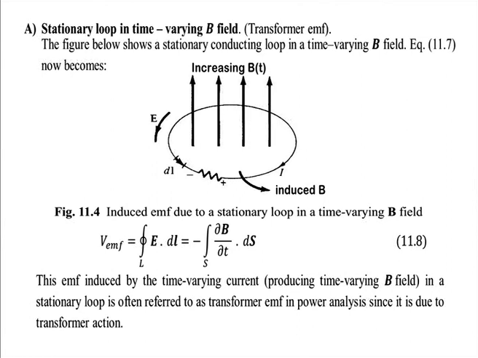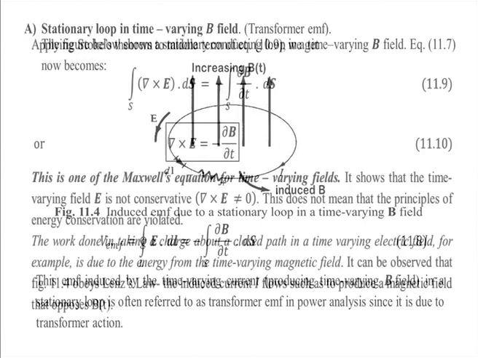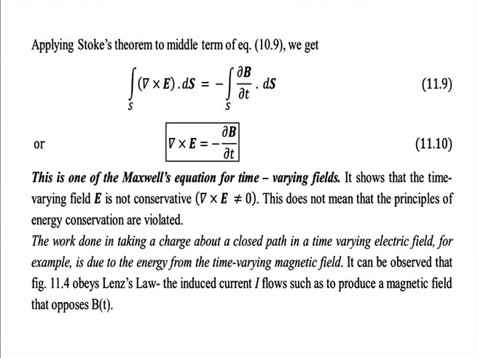The value of V EMF is given by equation 11.8, which is minus the surface integral of del B by del t dot ds. The EMF induced by the time varying current in a stationary loop is often referred to as transformer EMF in power analysis because it has been produced by transformer action. If we apply Stokes' theorem, the line integral gets converted into a surface integral, and on comparing the two surface integrals, we get curl of E is equal to minus del B by del t, which is one of Maxwell's equations in time varying fields.